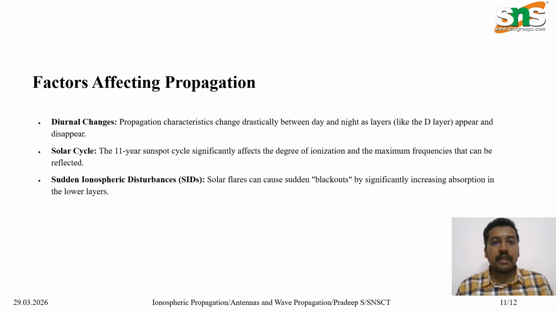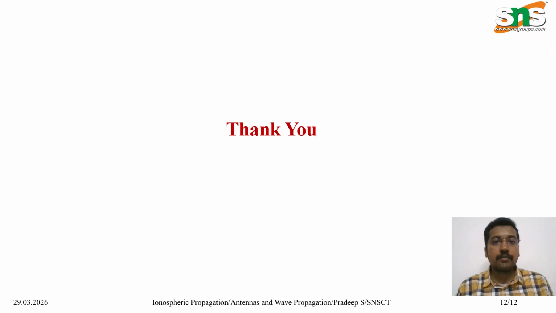Finally, ionospheric propagation is influenced by several factors. Diurnal changes cause differences between day and night conditions, especially due to the presence or absence of the D layer. The solar cycle, which follows an approximately 11-year pattern, affects ionization levels and usable frequencies. Additionally, sudden ionospheric disturbances caused by solar flares can disrupt communication by increasing signal absorption, sometimes leading to complete blackouts.